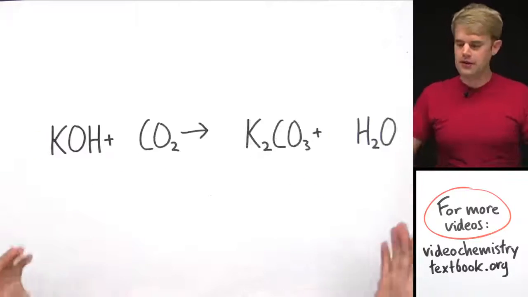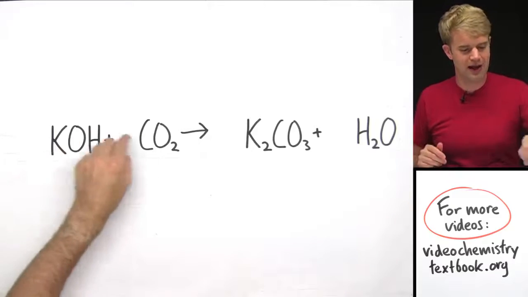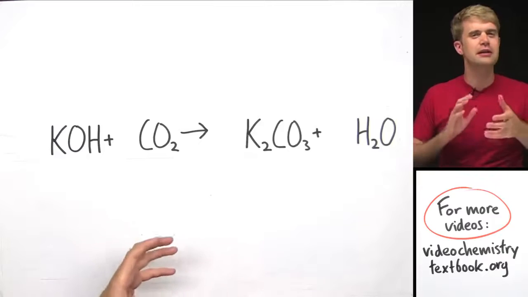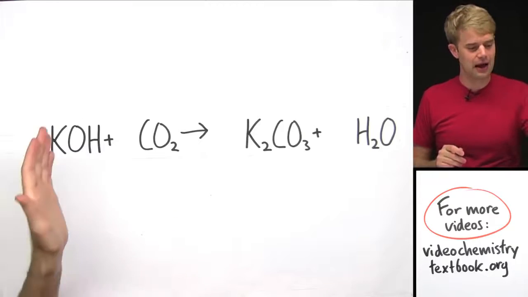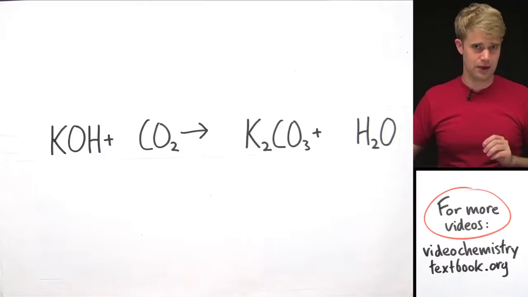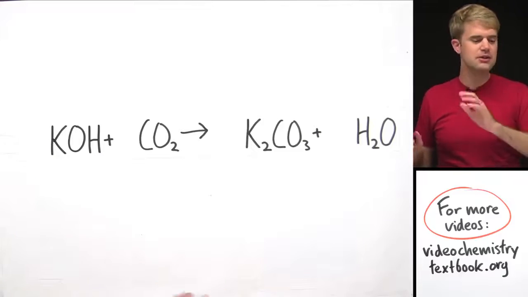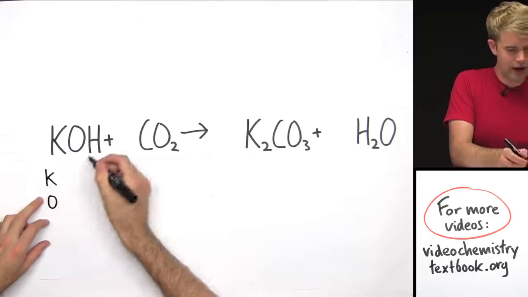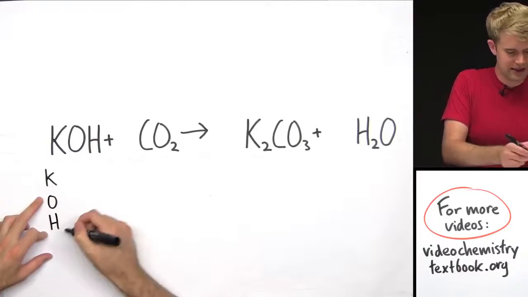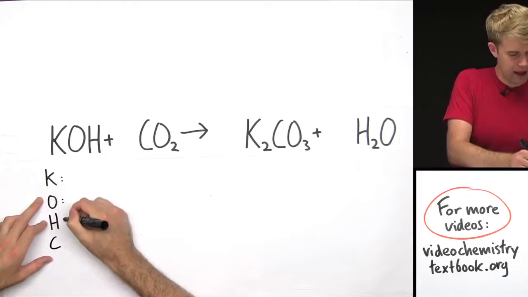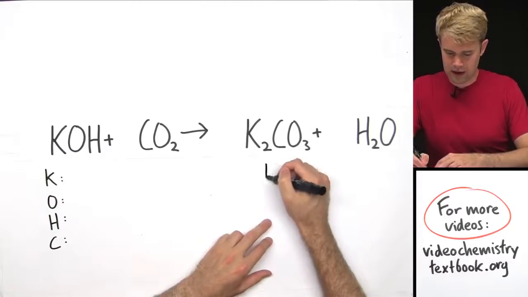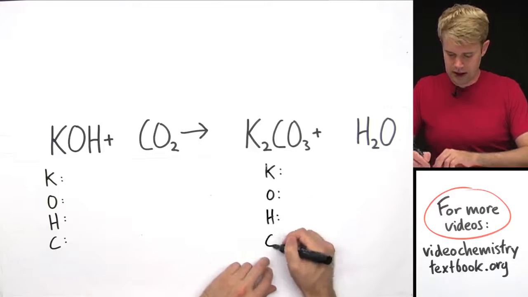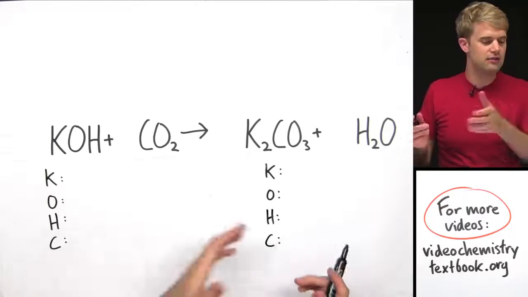It balances. This equation is a little bit more challenging because we have oxygen in all the compounds here. That means we're going to have to be a little bit more careful when we're adding up the number of oxygen atoms that we have. Okay? So the elements in this equation: K, potassium, O, oxygen, H, hydrogen, and C, carbon. And over on this side, we've got potassium, oxygen, hydrogen, and carbon. Okay, how many of each of these do we have?